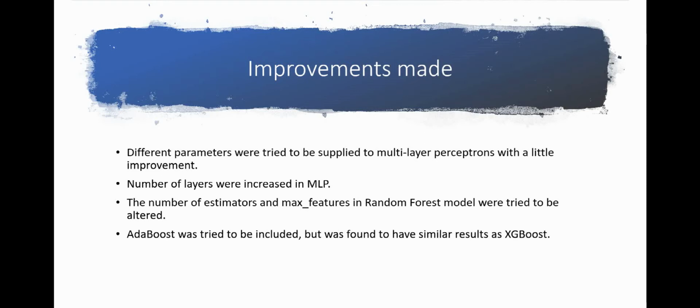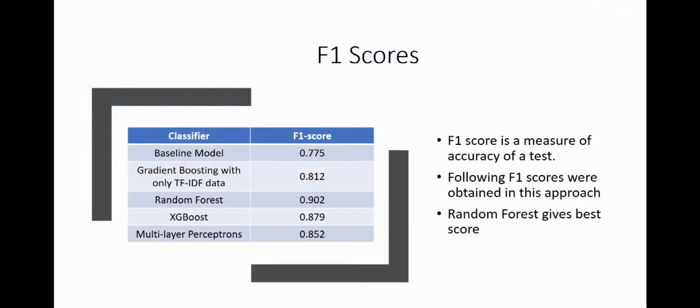So a few improvements were tried here and there. The multi-layer perceptron parameters were altered, the number of layers were changed, and the estimators and max features for random forests were tried to be altered. And AdaBoost was also tried to be included, but it gave almost similar results as the XGBoost.